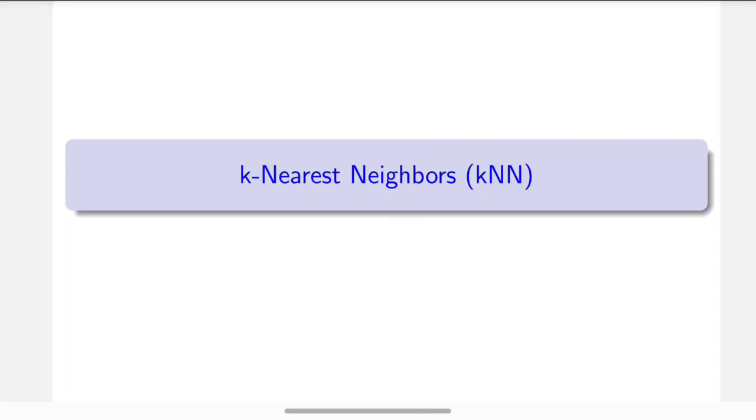Hello everyone. Today I'm going to explain k nearest neighbors, also known as kNN. It is one of the simplest machine learning algorithms used for classification problems. Even though it is simple, it is very powerful and widely used.